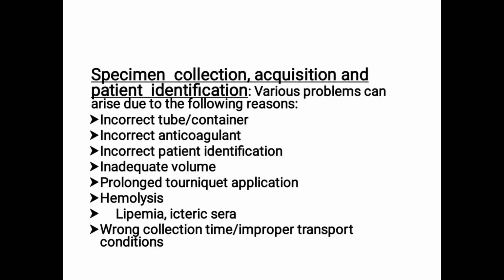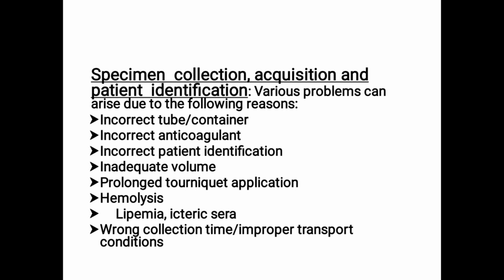Sometimes hemolysis occurs, and there are different causes for hemolysis. One reason is prolonged tourniquet application, which may cause bulging or hematoma and hemolysis. Sometimes lipemic serum, meaning high lipid or triglyceride, and icteric serum, meaning jaundice sample, also interfere with the test result. Wrong collection time and improper transport conditions are other problems.